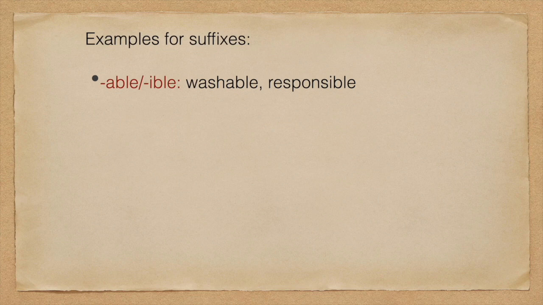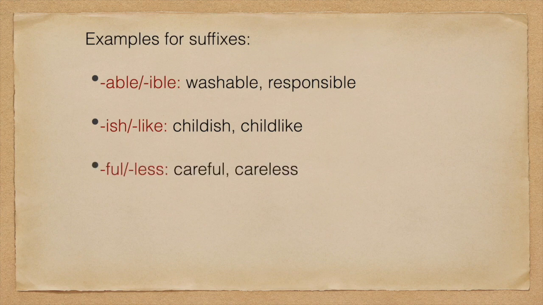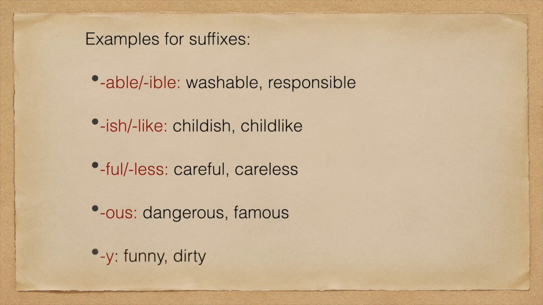We may have able or ible, and examples are washable or responsible. We may have ish or like, and you have childish and childlike. So sometimes the suffix may be ful or less, and we have common examples careful and careless. With ous we have dangerous or famous, and sometimes you add the suffix y and you have funny or dirty as examples.